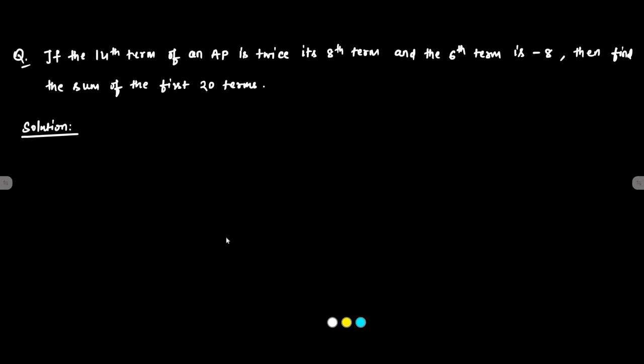So here is another question on sum of n terms of an AP. It is given that the 14th term of an AP is twice its 8th term and the 6th term is minus 8. Then find the sum of the first 20 terms of the given AP. Okay, so here let us first write down the information which is given.